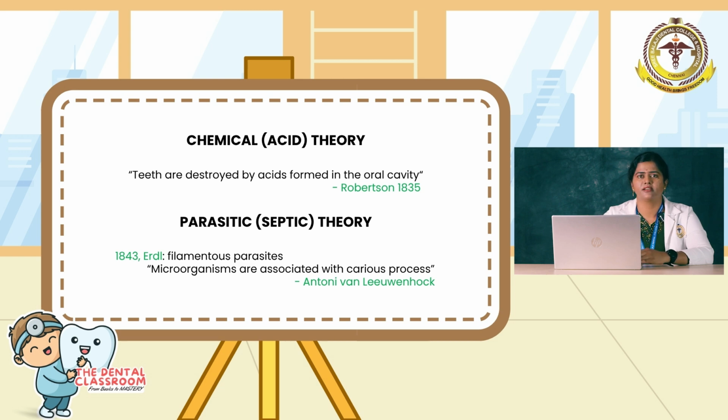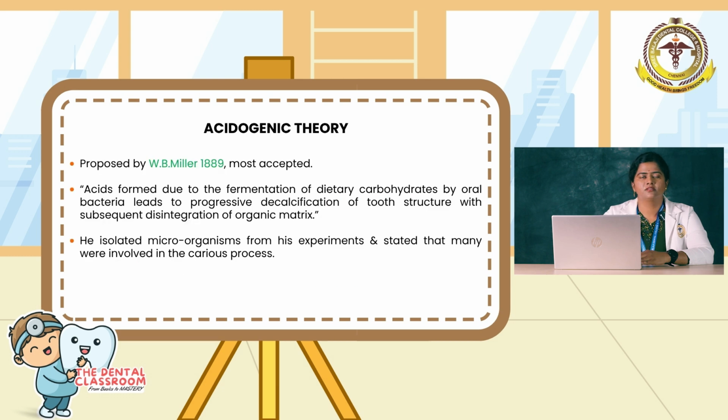This was further reinforced by Antony van Leeuwenhoek, who discovered the microscope. Under the microscope, he studied dental caries and stated that microorganisms are associated with the carious process. This was further followed by the acidogenic theory, which was given by W. D. Miller in the year 1889. This is the most accepted theory.